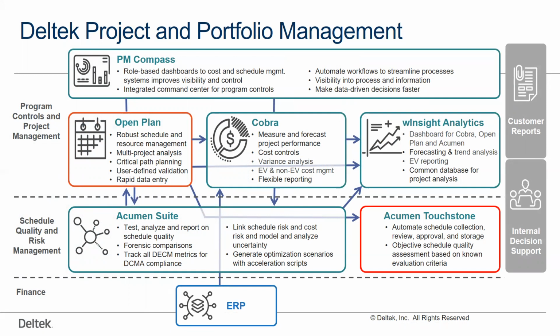So whether or not you need a cost management system as well, you might want to bring in Cobra, or whether you want automated workflows, you might bring in PM Compass. If you want to perform in-depth schedule quality analysis or schedule risk analysis, you might bring in the Acumen suite of tools. If you would like any more information on Deltek's PPM tools, there will be contact information presented at the end of this session.